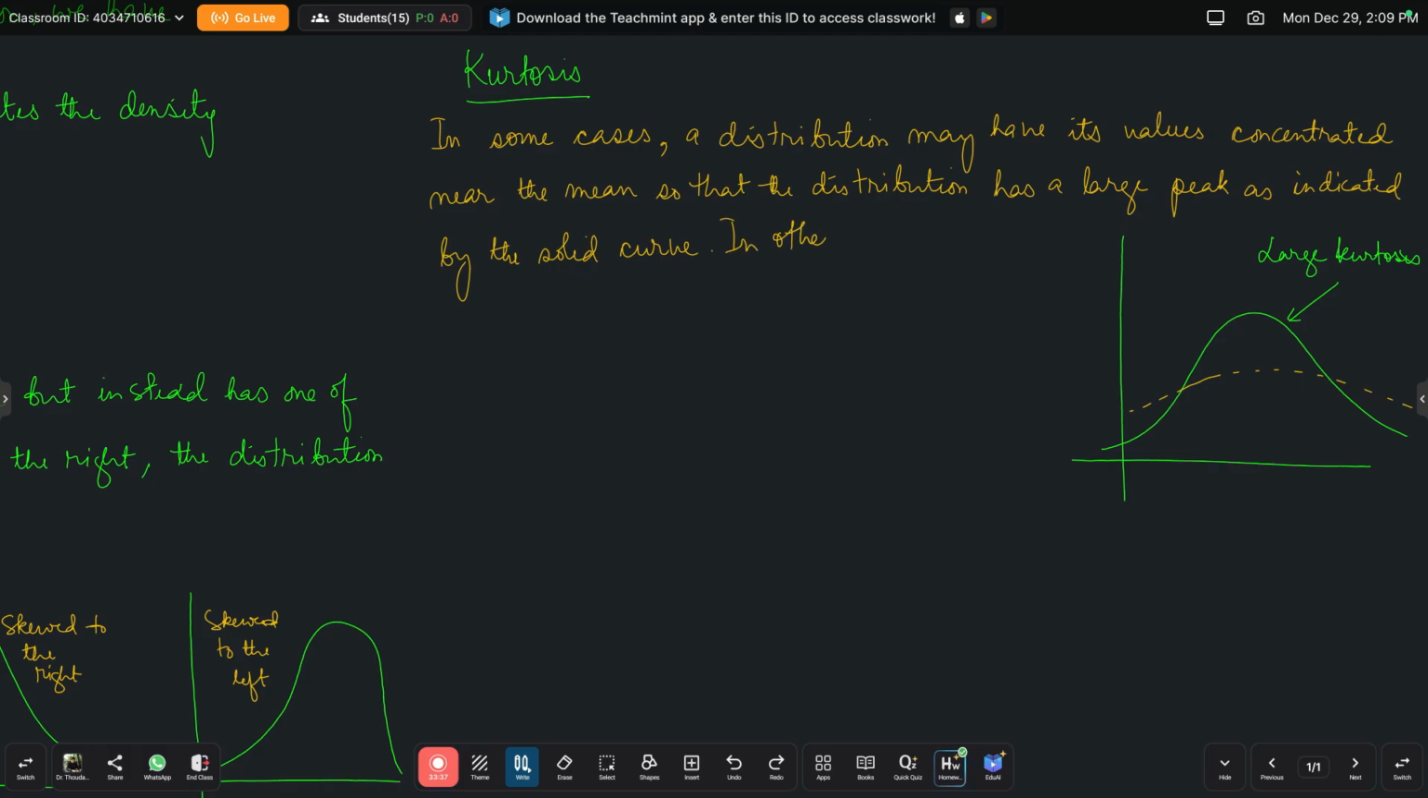In other cases, the distribution may be relatively flat, as in the dashed line.